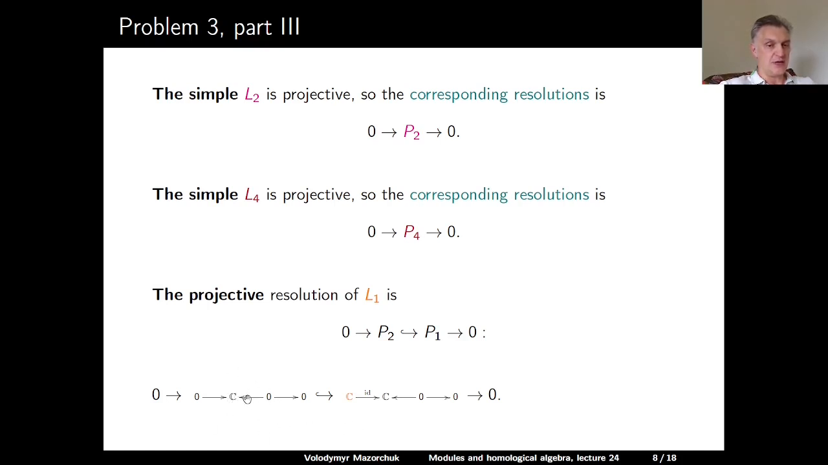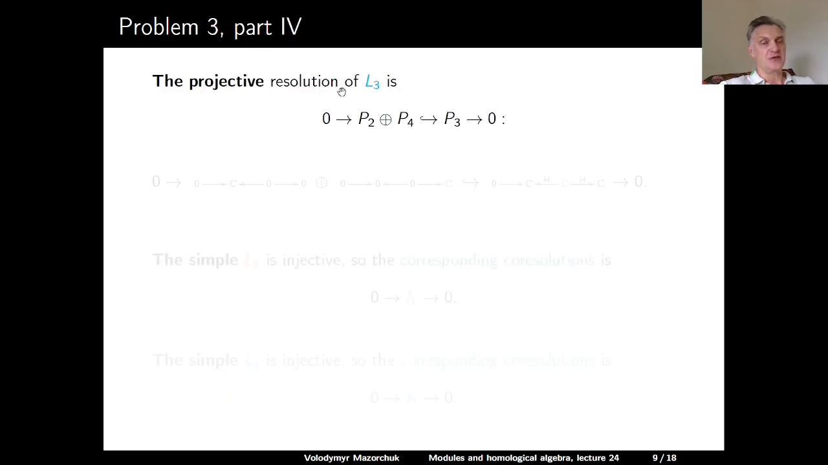So we have a natural embedding of P2 into P1, and the quotient, the homology at position 0, is exactly L1. Finally, the projective resolution of L3 looks as follows. So we have P3, the projective cover of L3 at the homological position 1, and then the kernel of the surjection from P3 to L3 is P2 plus P4.